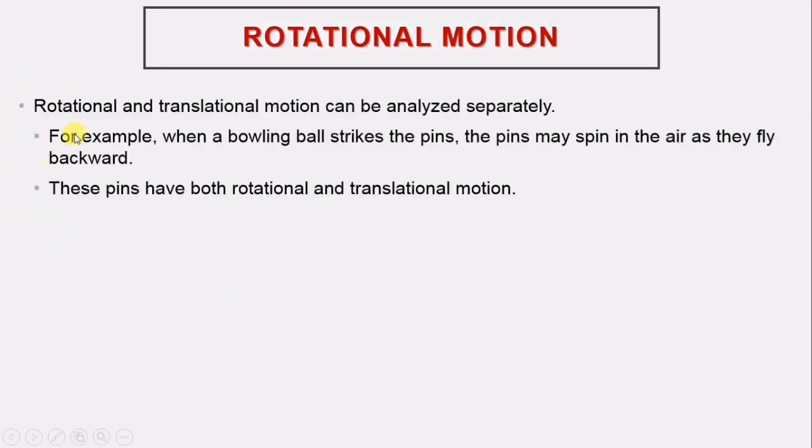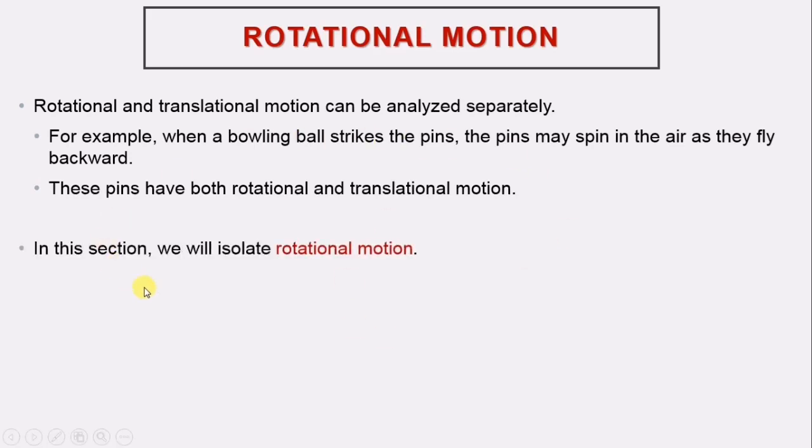Okay, another example for rotational and translational motion: when a bowling ball strikes the pins, you know that some pins will fly in the air, some pins will just fly backward. So the pins that fly backward, their motion is linear, but the pins that fly in the air or spin in the air, their motion is rotational. Okay, so in physics, usually when we have any situation that includes both rotational and translational, what do we do? We separate them. We study each one alone.